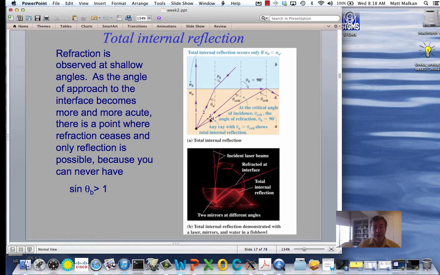This is the same drawing I showed you last time. There's the theta critical angle. And if you come in at a larger angle away from the normal than that, you merely have total internal reflection. There's the condition. Sine theta cannot ever be larger than 1. The most extreme case you can have is sine theta equals 1 for the outgoing refracted wave.